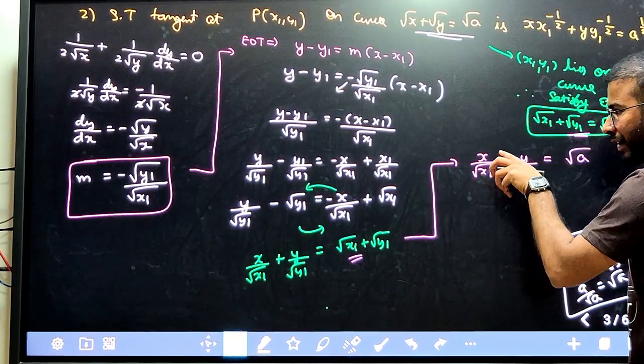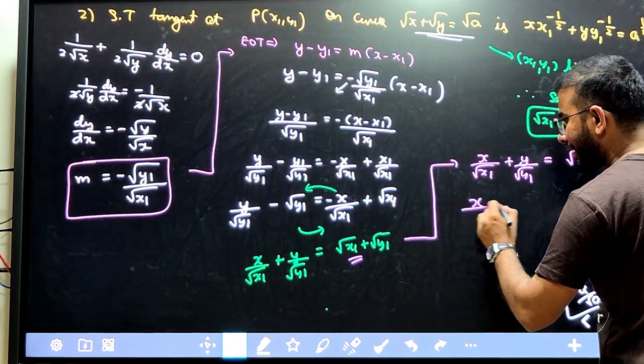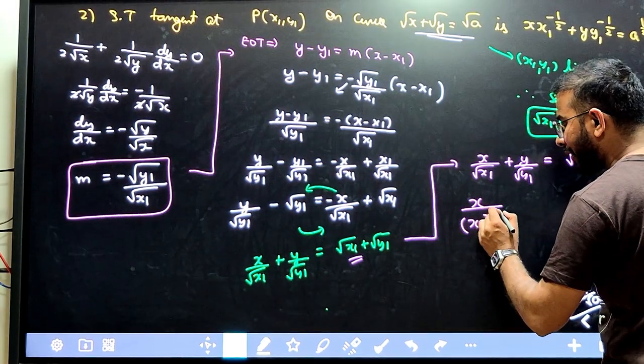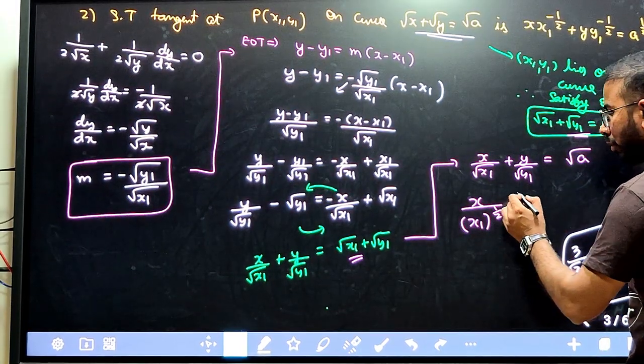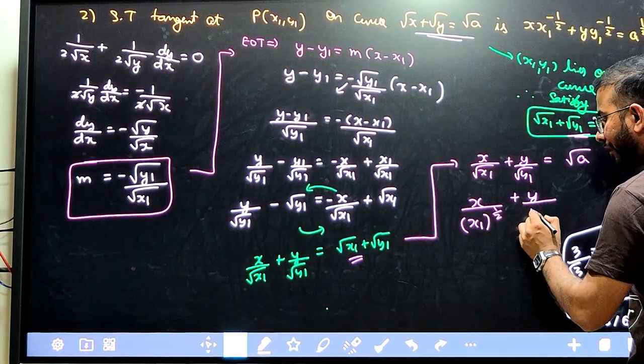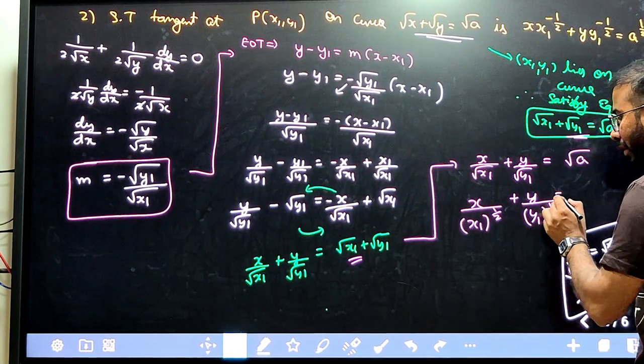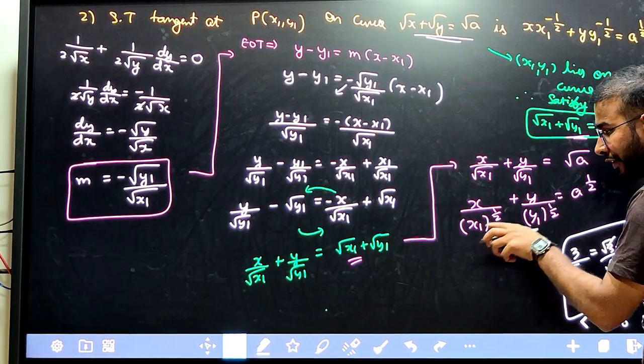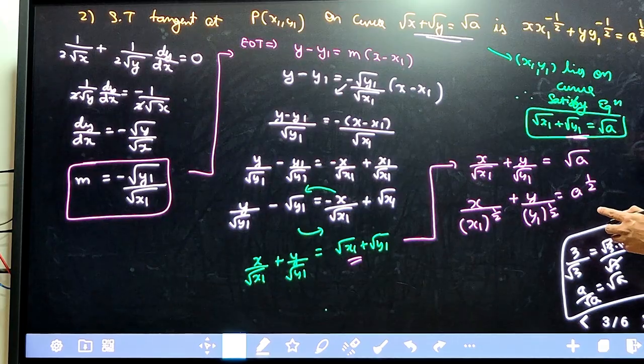Now, you know if the root will come here. Okay, let me write this as it is. x1, root 1 means power is 1 by 2. Here also y1 power is 1 by 2, and here a power 1 by 2. If it goes in the numerator, the power will become negative.